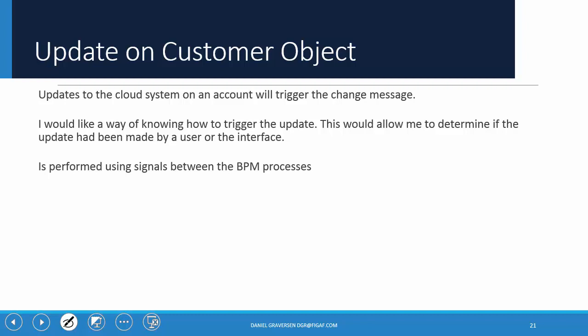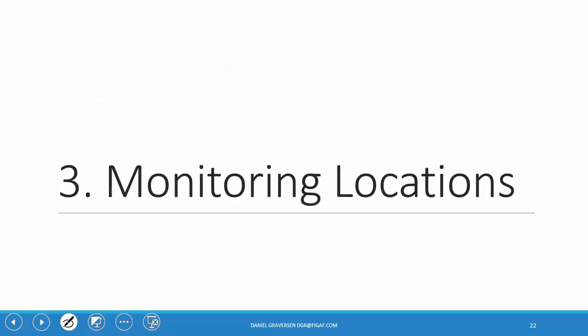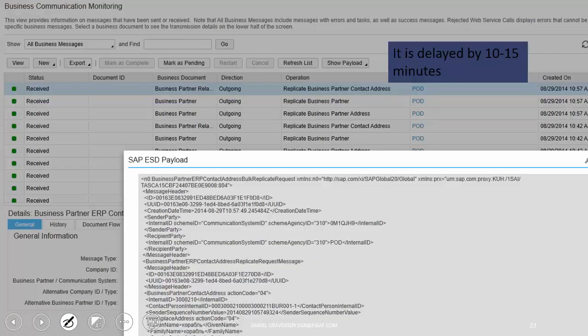Yeah, I guess we got this one covered. Monitoring. There are 3 places we can monitor messages. One, this was the first one I looked into, was the business communication monitoring. And this one works really well. It shows all the different messages that are coming through.